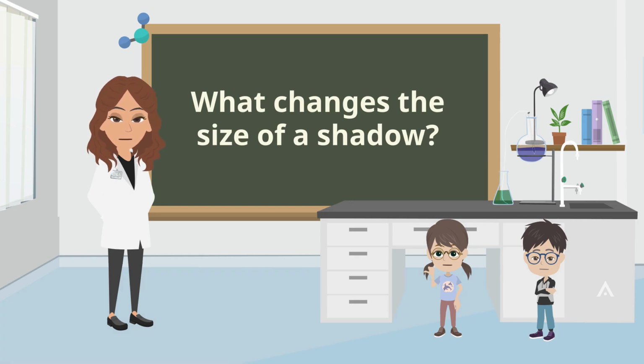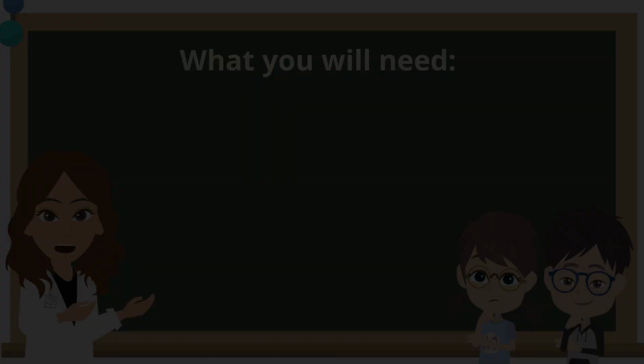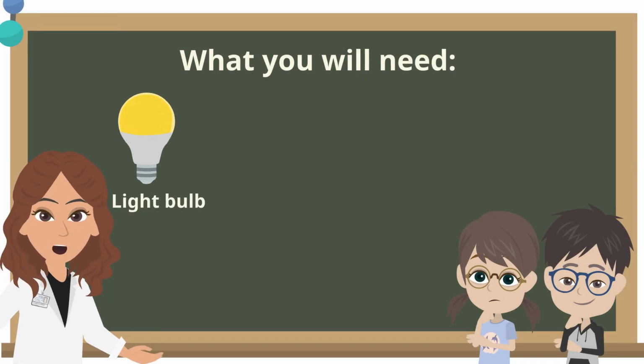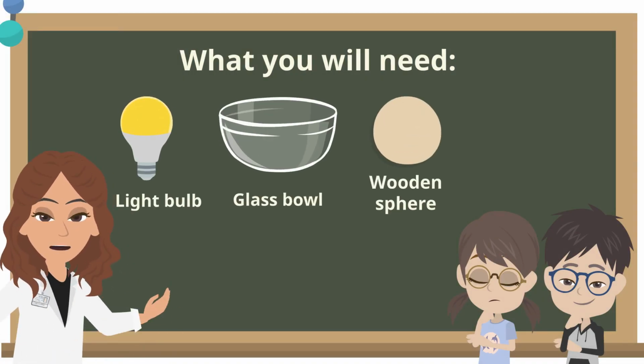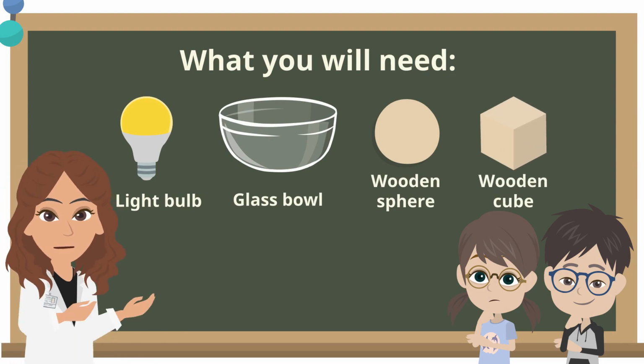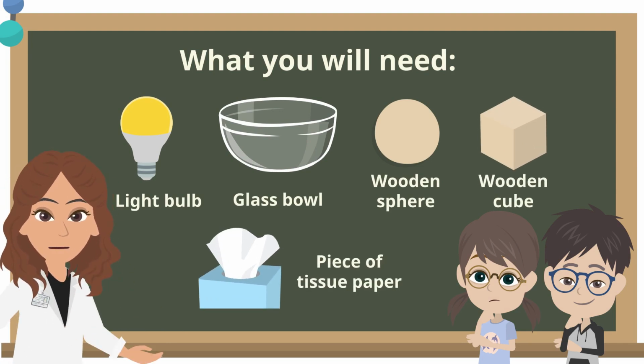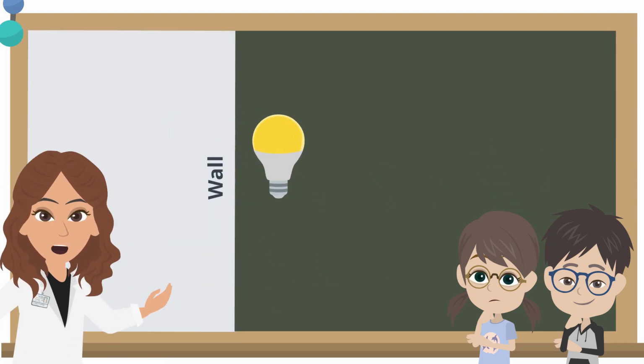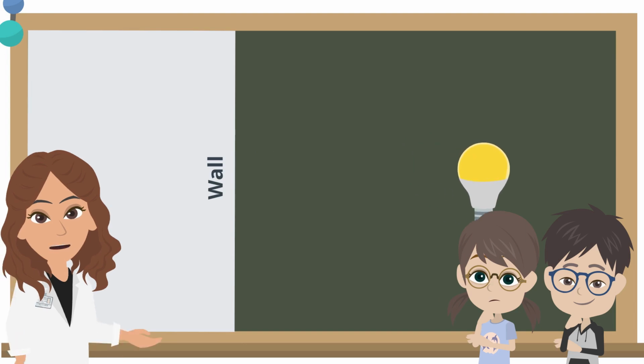Well, let's find out. For this experiment, you will need a light bulb, a glass bowl, a wooden sphere, a wooden cube, and a piece of tissue paper. To set up the experiment, place the light bulb in front of a wall.